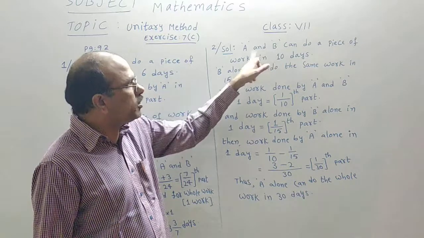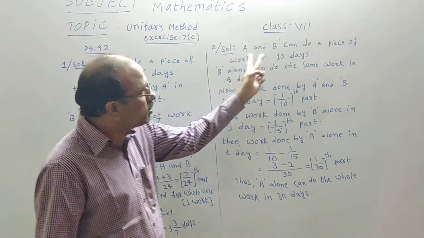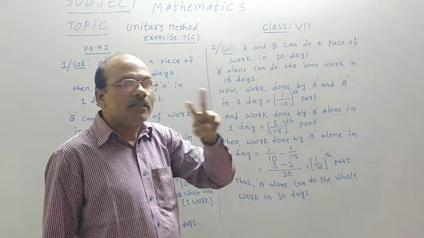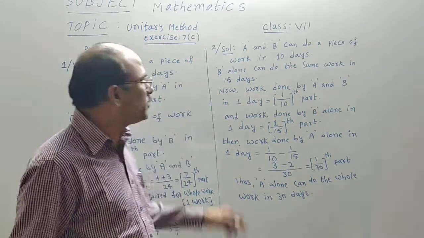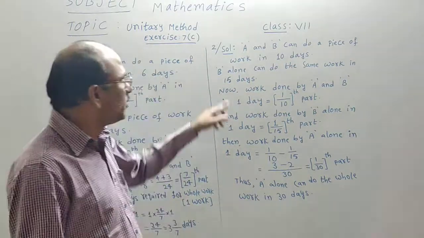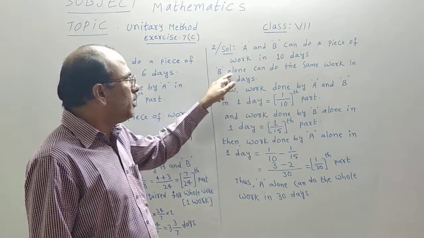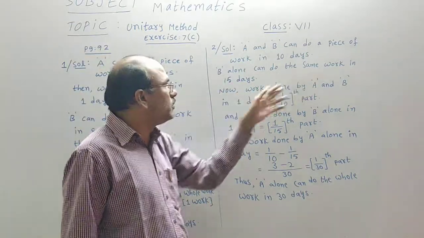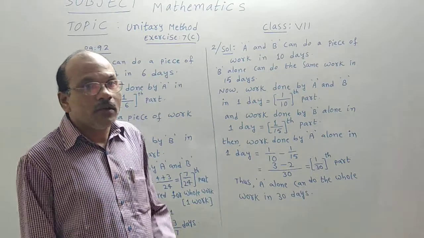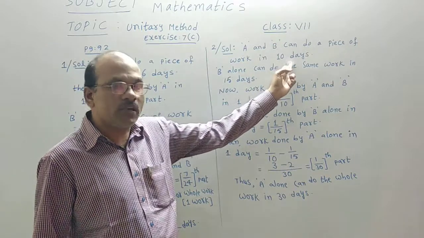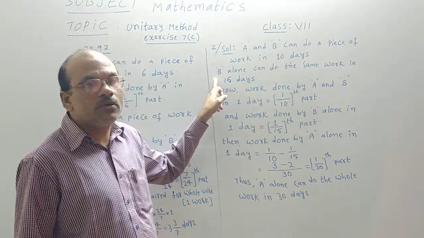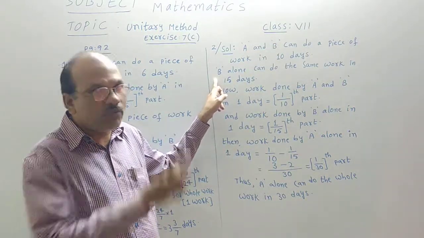A and B, both the people are there in this question. Both can do a piece of work in 10 days. That means if they work together, they will finish the whole work in 10 days. Then another information, only person B alone can do the same work in 15 days. That means if two people are appointed to do a work, they need 10 days of time. If only person B is allotted to that same piece of work, he needs 15 days time.